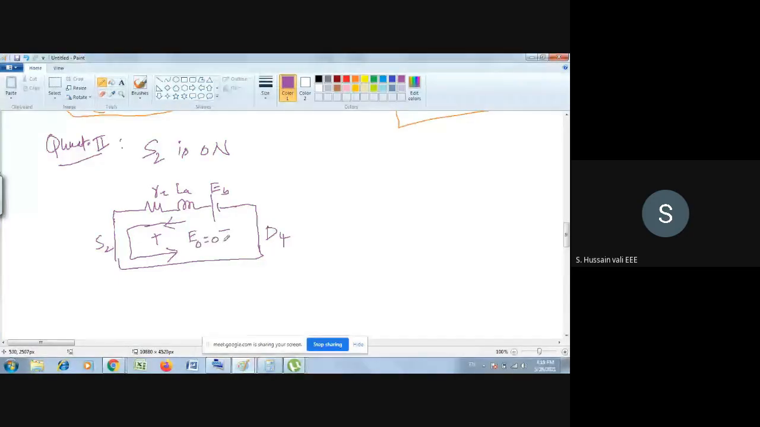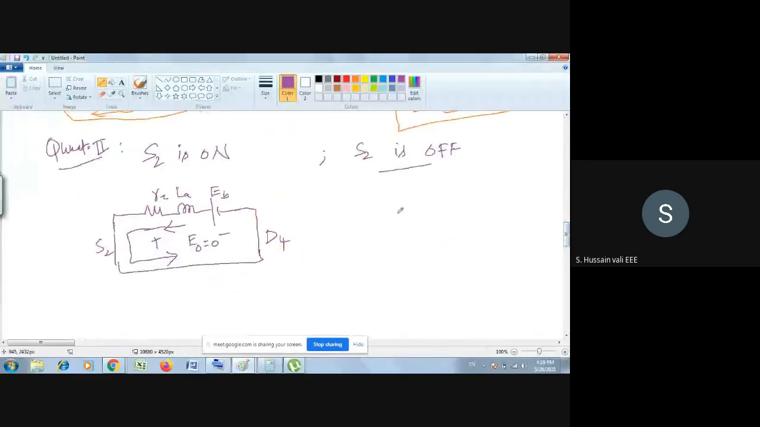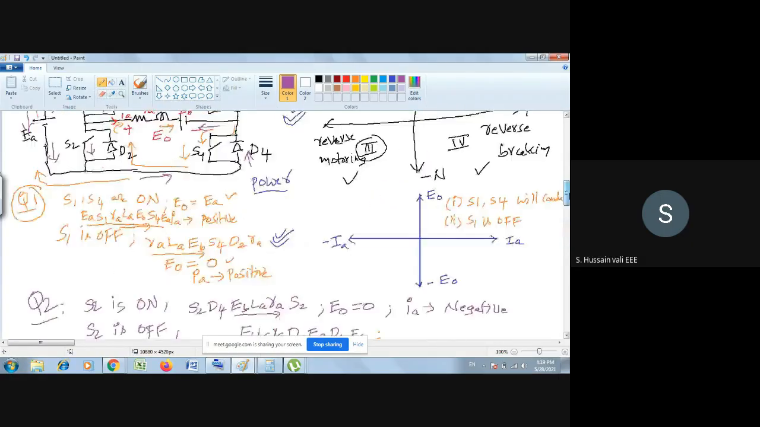Now the second part is S2 is off. If S2 is off, what we need to understand is that first I will redraw this picture as it is, and the current has to flow in this direction only. Now you turn off S2. Then what is the only option left is that it will take this path. Because at this point you are breaking the path of S2, the current will have to take the opposite direction. See here, when you break S2, it has to go upwards through D1.